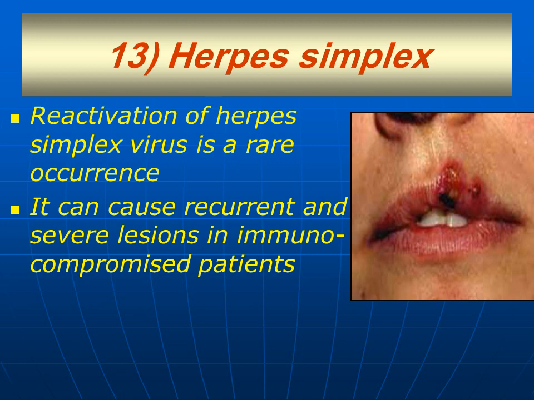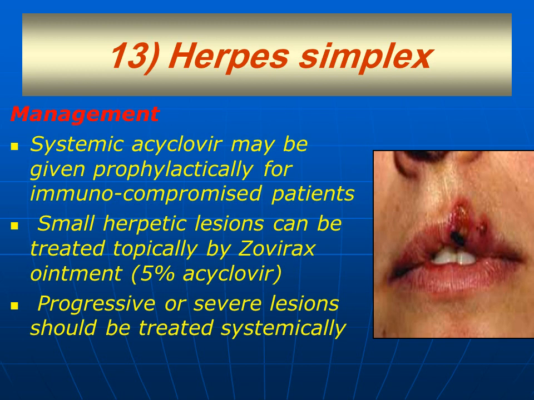Herpes simplex: reactivation of herpes simplex virus is a rare occurrence. It can cause recurrent and severe lesions, especially in immunocompromised patients. Management: systemic acyclovir may be given prophylactically for immunocompromised patients. That's to say, we give it before the appearance of herpes simplex. Small herpetic lesions can be treated topically by Zovirax ointment, which is 5% acyclovir. However, progressive or severe lesions should be treated systemically.